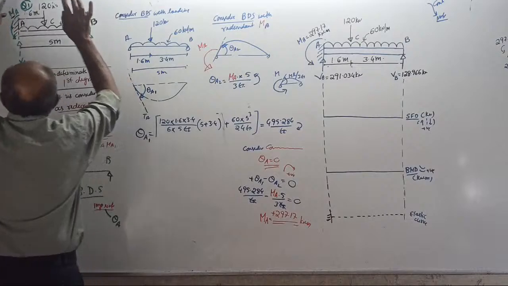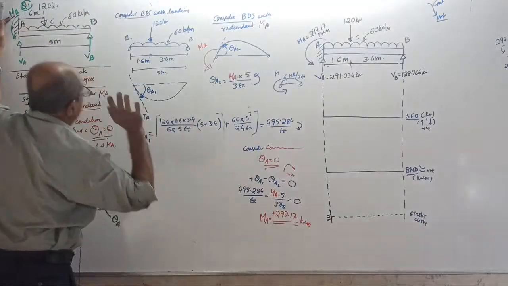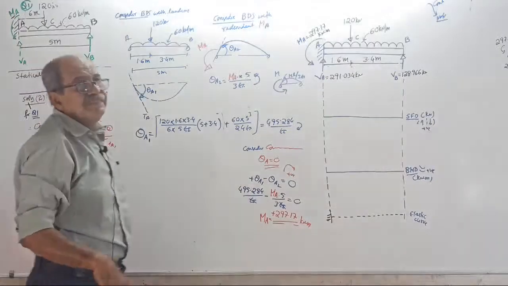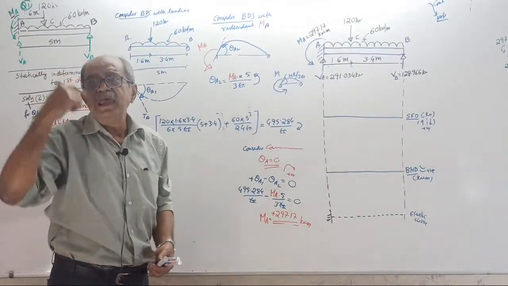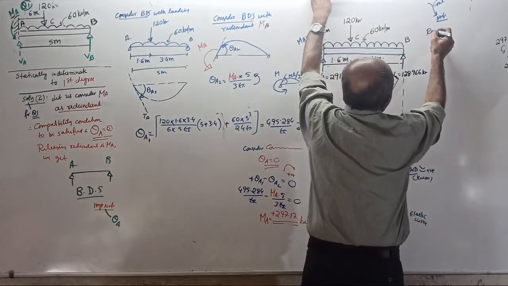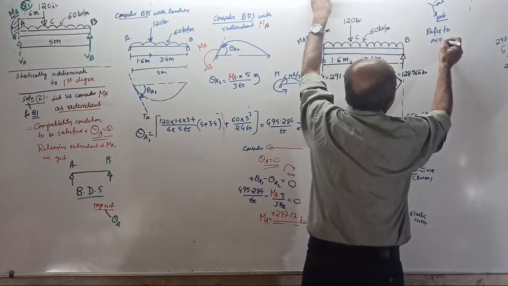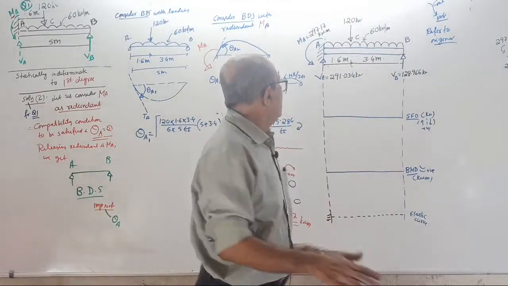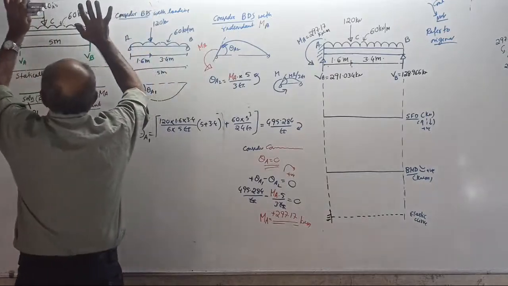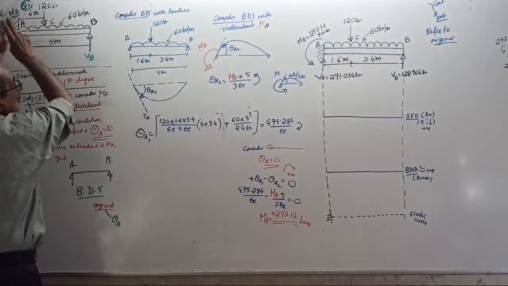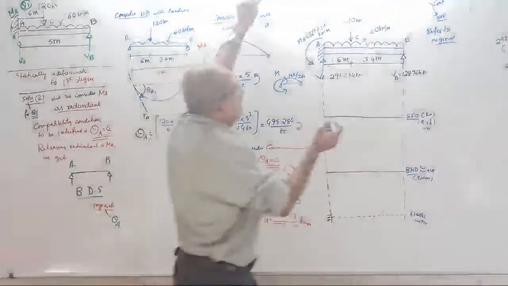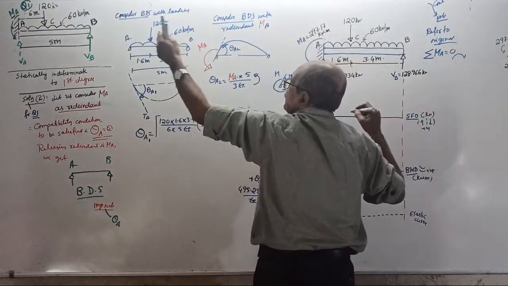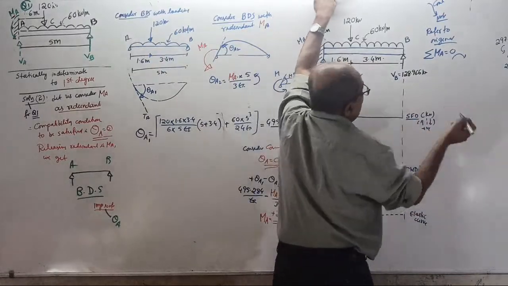For the beam, we took MA as redundant and got the value of MA. Now MA is known, and the unknowns are VA and VB. Therefore, find the remaining reactions by equilibrium. Refer to the original beam. Do not bother about theta or any of this. This is our beam, and we got MA equal to so and so. I want VA and VB. Sigma M about A equal to 0, where the unknown is there. Take clockwise positive, moment about A. It is already explained last time.